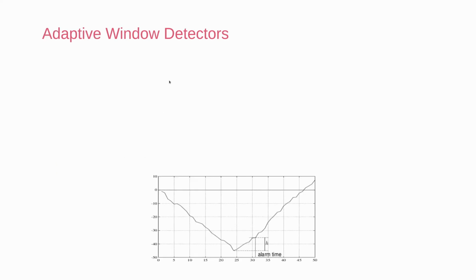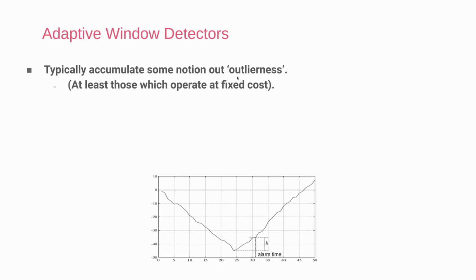The third strategy is these adaptive window approaches, which typically accumulate some notion of outlierness. At least that's the approach taken by methods that have a sort of fixed cost as time progresses and for which the post-change distribution is unknown. So how it works is that the test statistic is evaluated on each data point in isolation that arrived, and it has a negative expected value under no change. So as we accumulate these values, the trajectory goes down, and it has a positive expected value under change. So once there's been a change, the trajectory starts to go up.